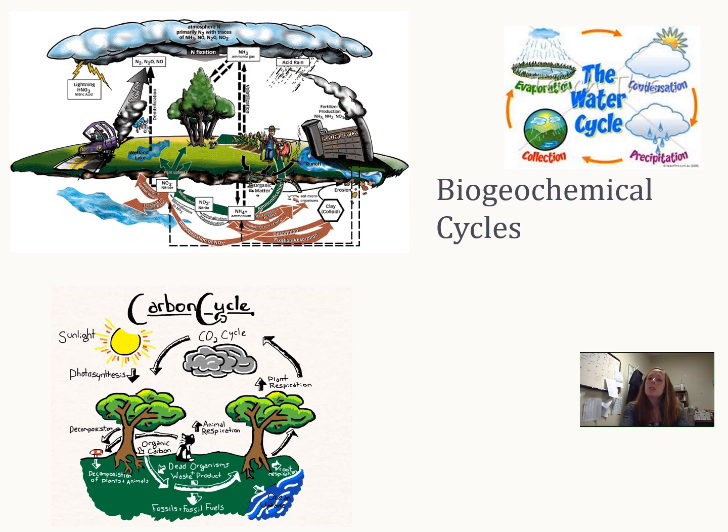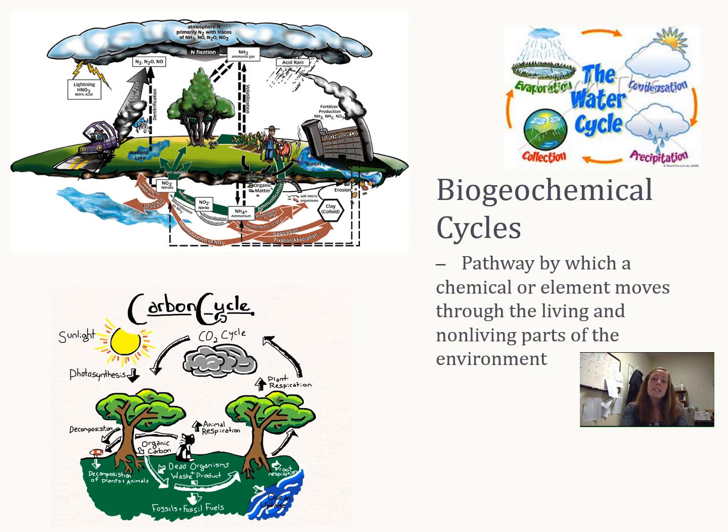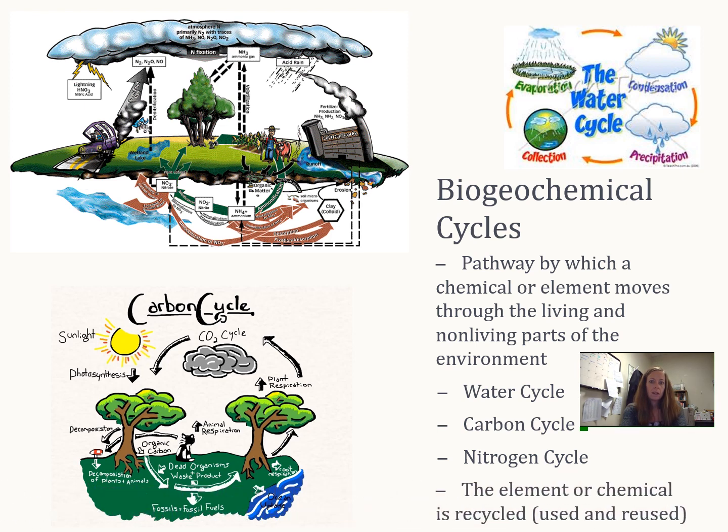Next, we look at our biogeochemical cycles. These are pathways by which elements or chemicals are going to move through the living and the non-living parts of our environment. We have water, carbon, and nitrogen cycles. And what happens here is the chemical or the element is going to be recycled and used.